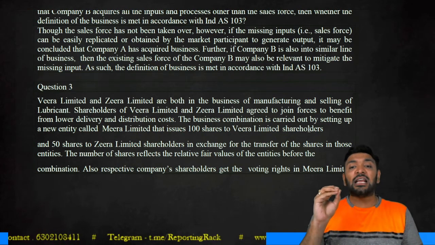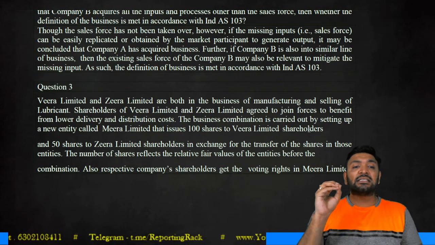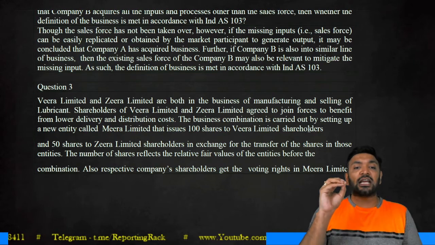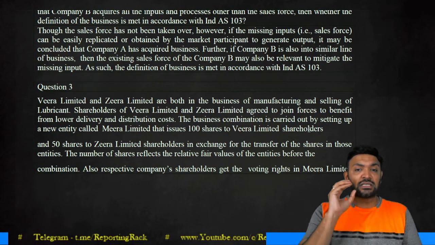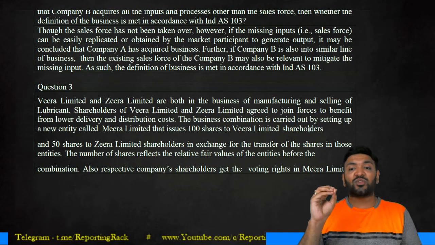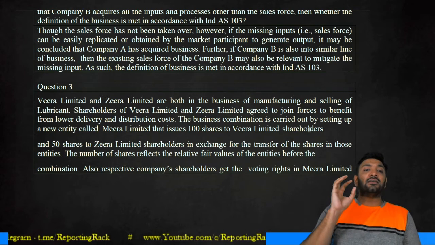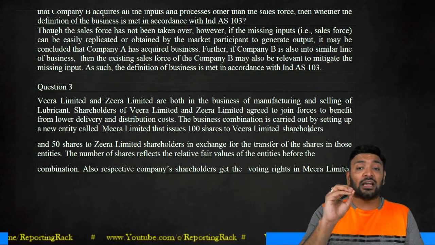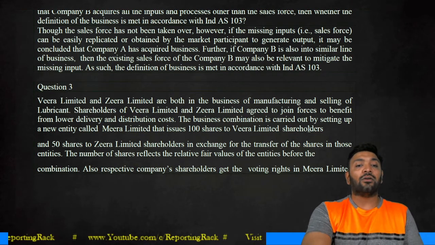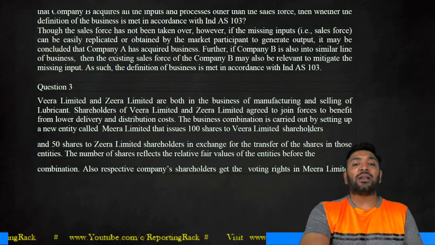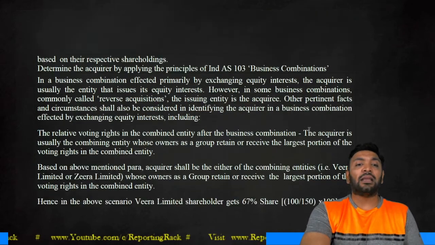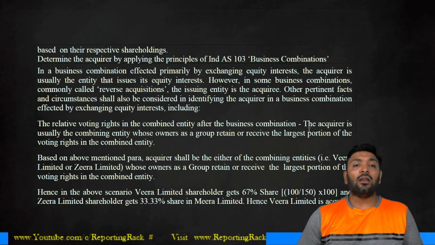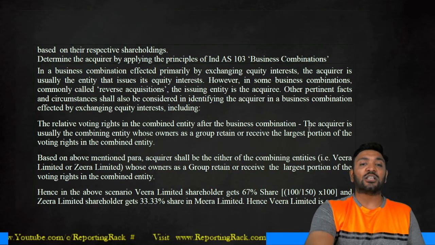The business combination is carried out by setting up a new entity called Meera Limited that issues 100 shares to Veera and 50 shares to Zara in exchange for transfer of shares in those entities. The number of shares reflects the representative fair value of the entities before the combination. Also, the respective company shareholders get voting rights in Meera Limited based on their shareholding. Determine the acquirer by applying the principles of Ind AS 103.